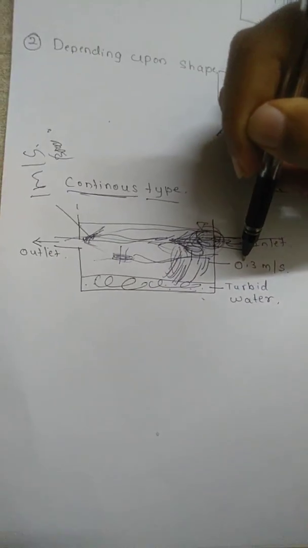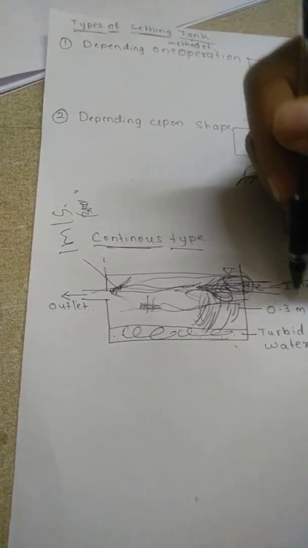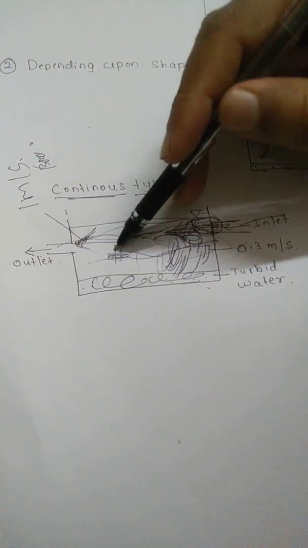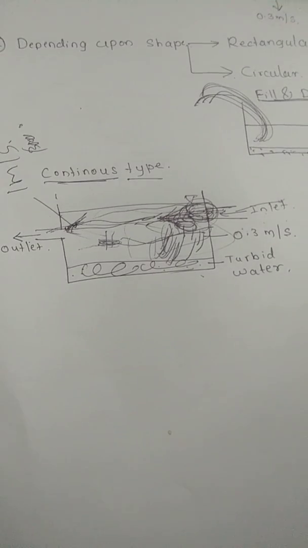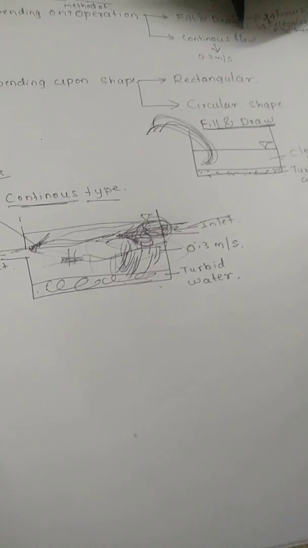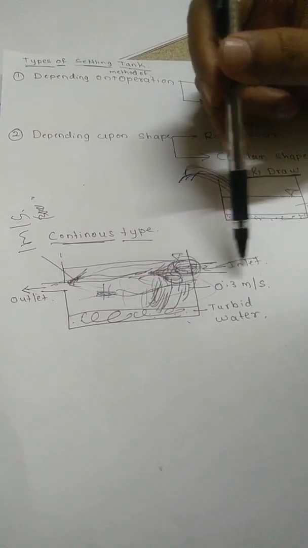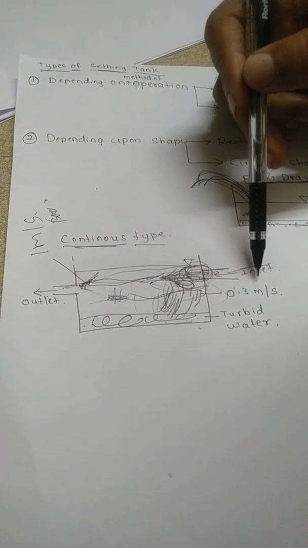Why are we going to get water continuously? We are going to maintain that velocity of 0.3 meter per second. So the particles will get settled down, and here we are going to have less turbid water at the outlet. So this is nothing but what is called a continuous flow type of sedimentation tank. The flow is continuous since we are going to maintain the velocity low, that is 0.3 meter per second.